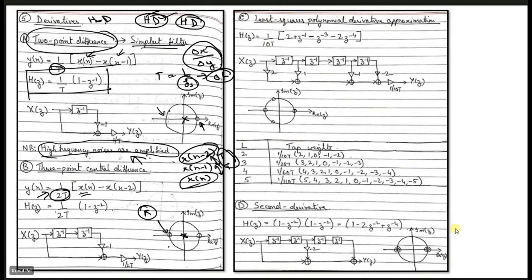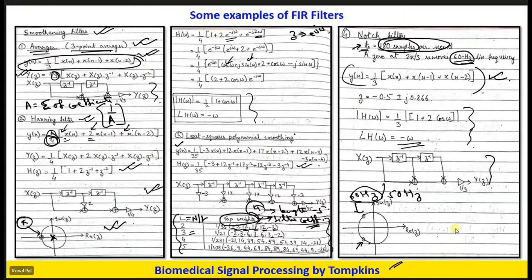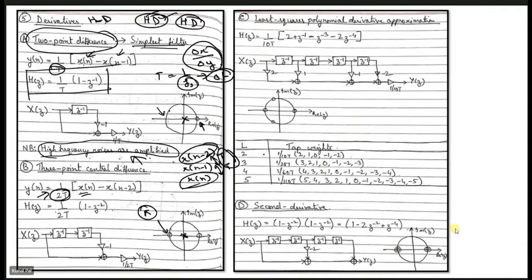Then we have the least square polynomial derivative approximation filters. We have the taps and all these things similar to the previous one, where we designed the least square polynomial smoothing filter. So you have L, which is basically N by 2, and you have the lengths like this. One important thing is that the central coefficient, or central tap weight, of this filter is zero. The coefficients on the left hand side and right hand side are negatives of each other. In the previous case, they were the same values.